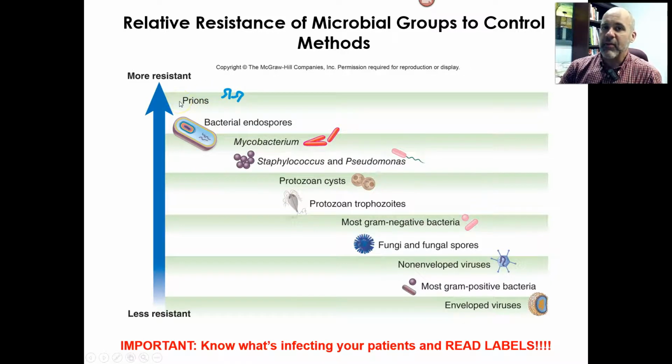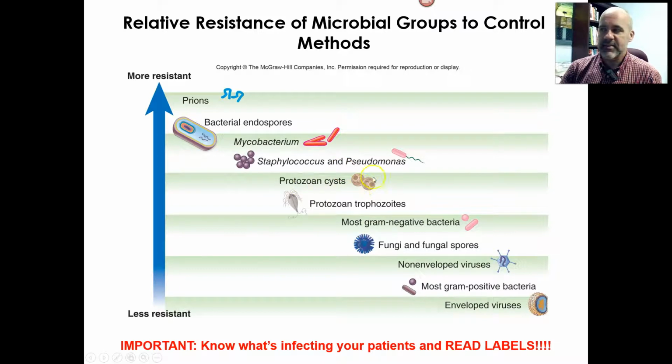But just keep in mind, if you do, they're very difficult to control, so you've got to be very careful. They're resistant. Bacterial endospores, we already talked about how resistant those are. The mycobacteria, remember they have the mycolic acid cell walls that are difficult to penetrate, so it makes those organisms difficult to control as well. Staphylococcus and Pseudomonas, each of those is a genus of bacteria that are medically important. They tend to be pretty difficult to control.